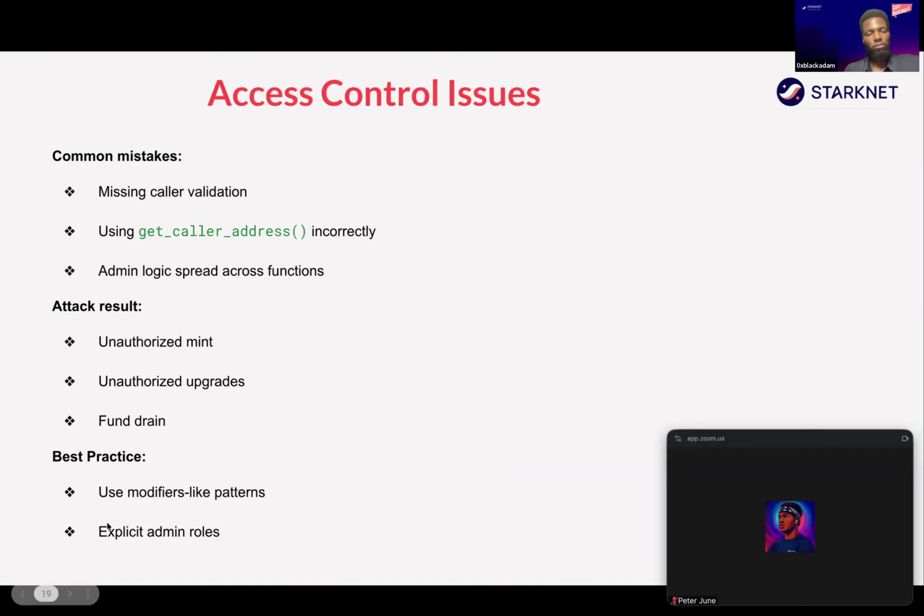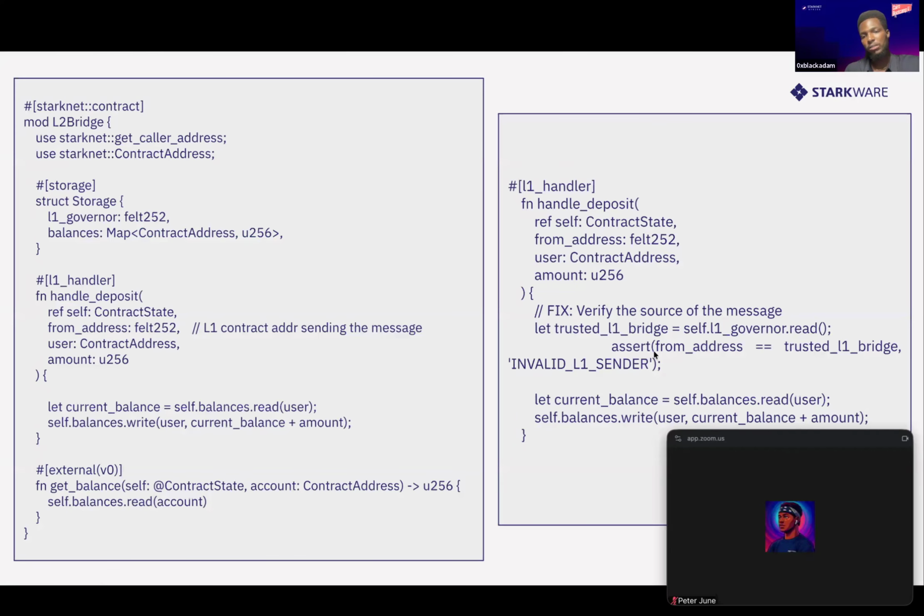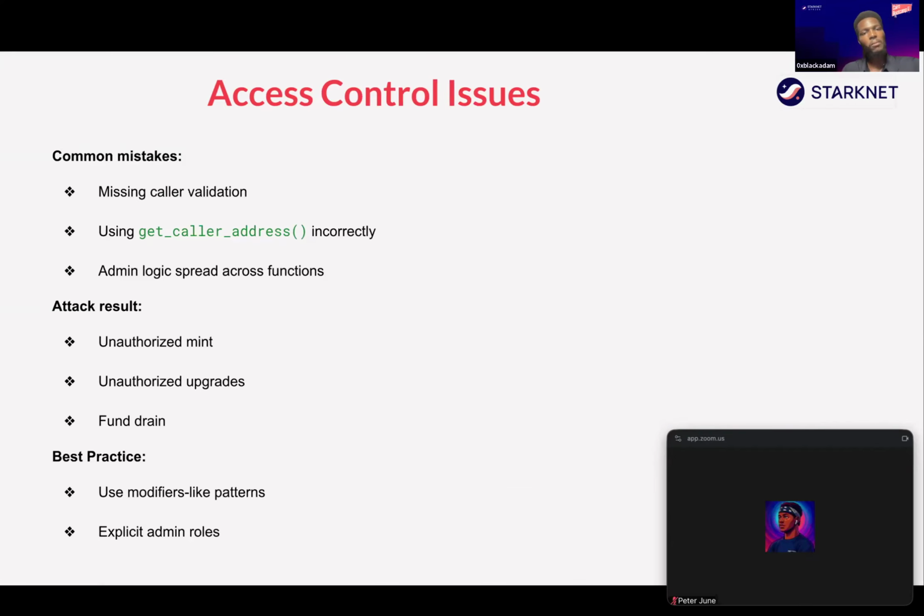So you must explicitly declare your admin roles and you must explicitly check whoever is calling. We don't have modifiers in Cairo, unlike Solidity where you can have a modifier. But yes, you can still have a check, just the way we have it here, right? To check whoever is calling the function, to be sure that it's the right user that is calling it, the right admin that is calling the function.